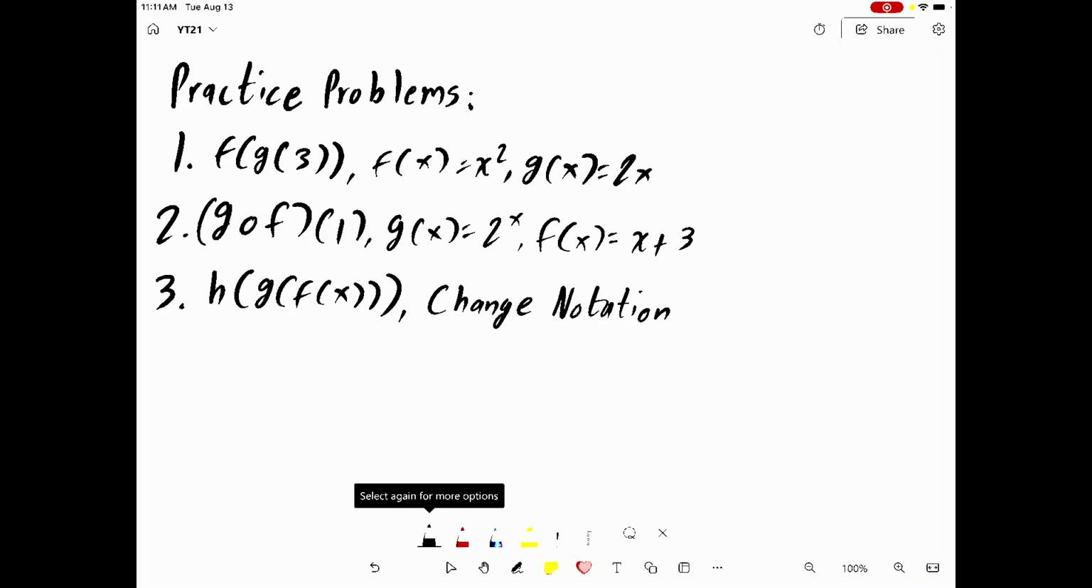Alright, for today, we have 3 practice problems. Number 1, f of g of 3, where f of x is equal to x squared and g of x is equal to 2x. G of f of 1 is our second example, where g of x is 2 to the x and f of x is x plus 3. Our third example is we want to change the notation from h of g of f of x to the open circle notation.